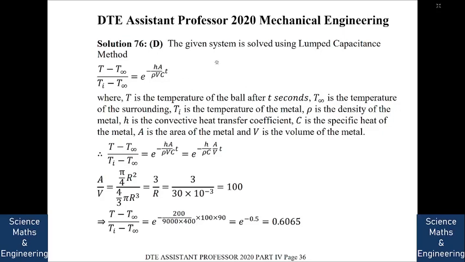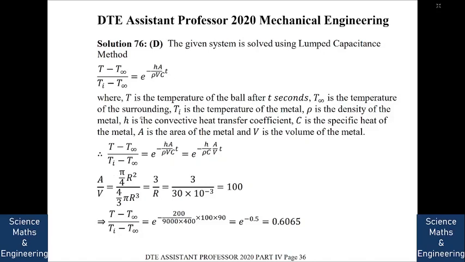So the given system is solved by using the lumped capacitance method. So we have this equation (T minus T infinity) divided by (Ti minus T infinity) is equal to e to the power minus hA divided by rho Vc into t, where T is the temperature of the ball after small t seconds, T infinity is the surrounding temperature, Ti is the initial temperature of the metal, rho is the density of the metal, h is the convective heat transfer coefficient, capital C is the specific heat of the metal, A is the area, capital V is the volume, and small t is the time.